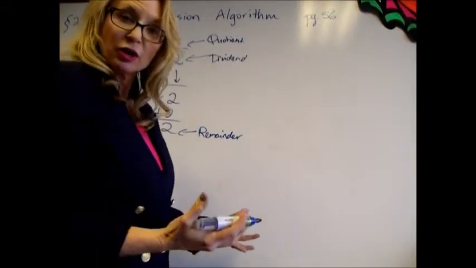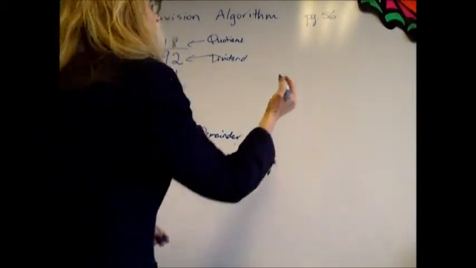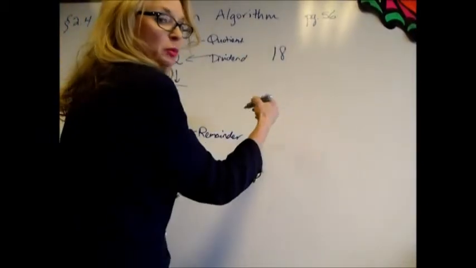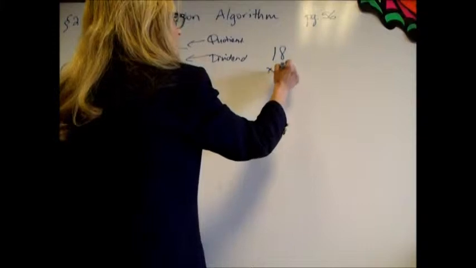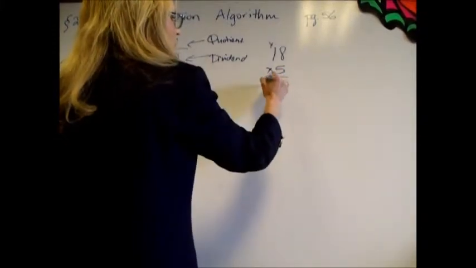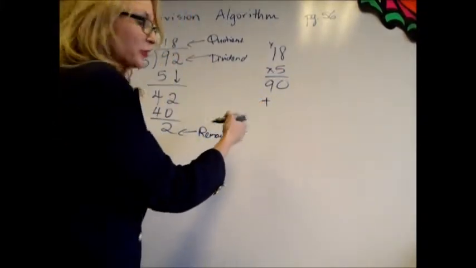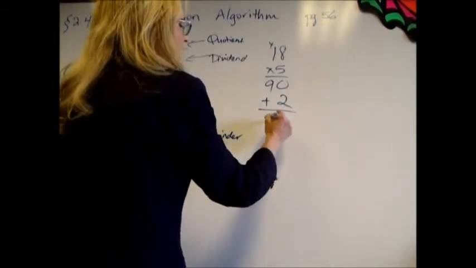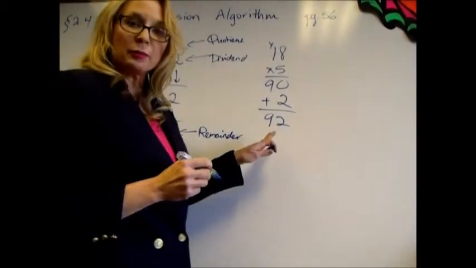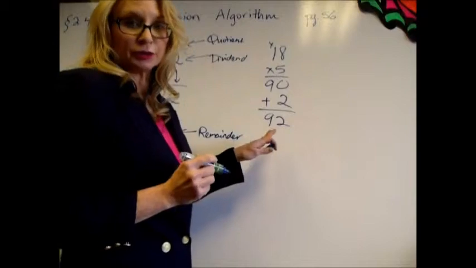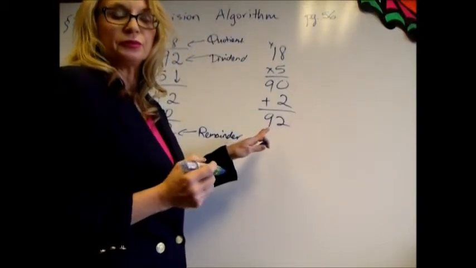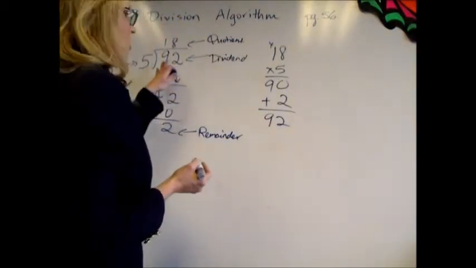And as a check, what we would do is we would take the quotient, we would multiply that by the divisor, add to that the remainder, and what we come up with finally ought to be equal to the dividend that we started with, which it does.